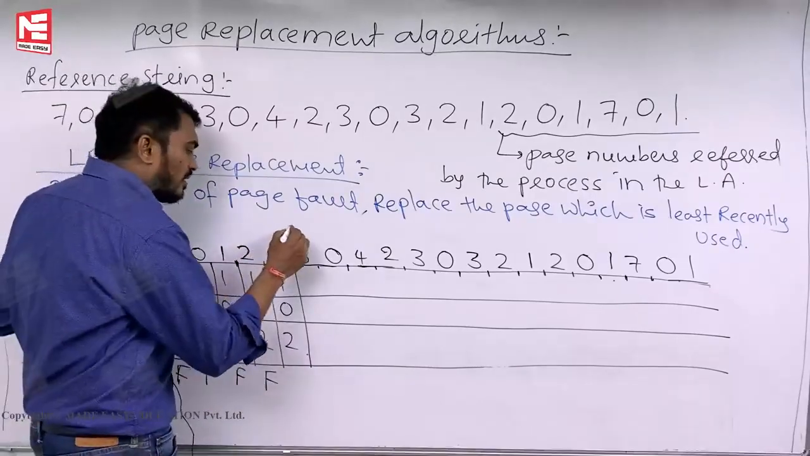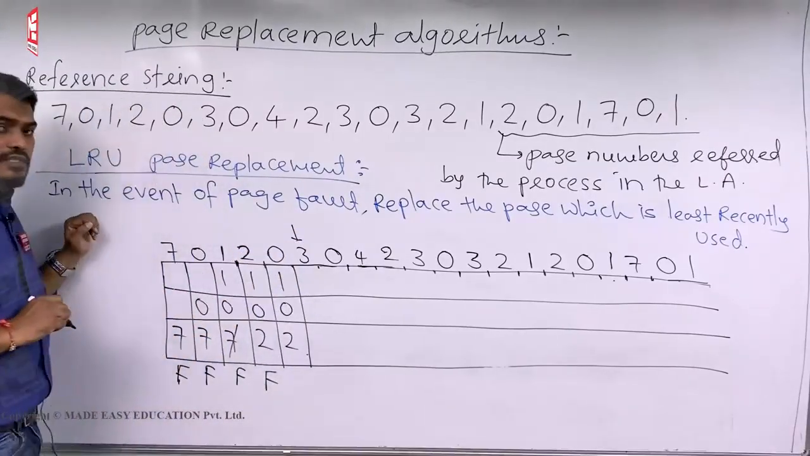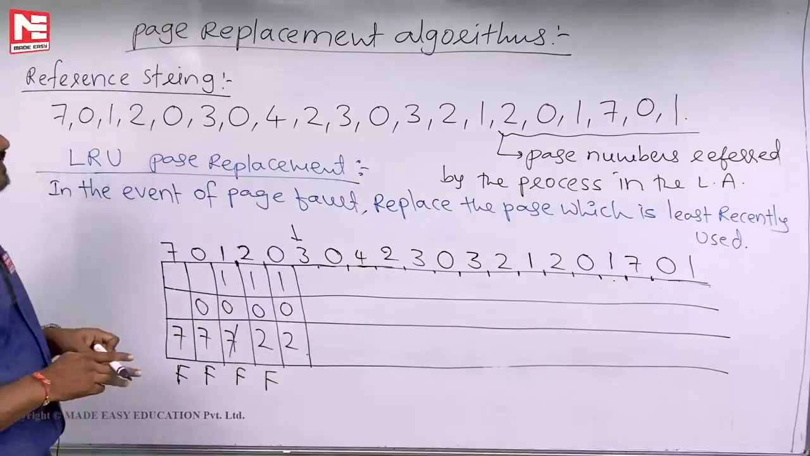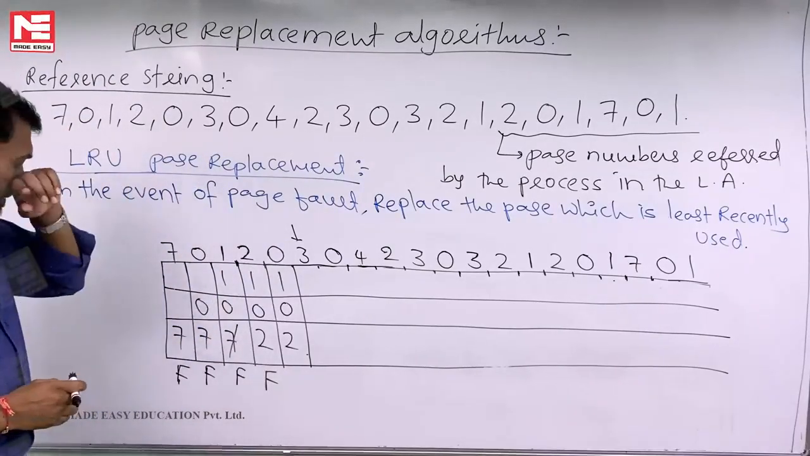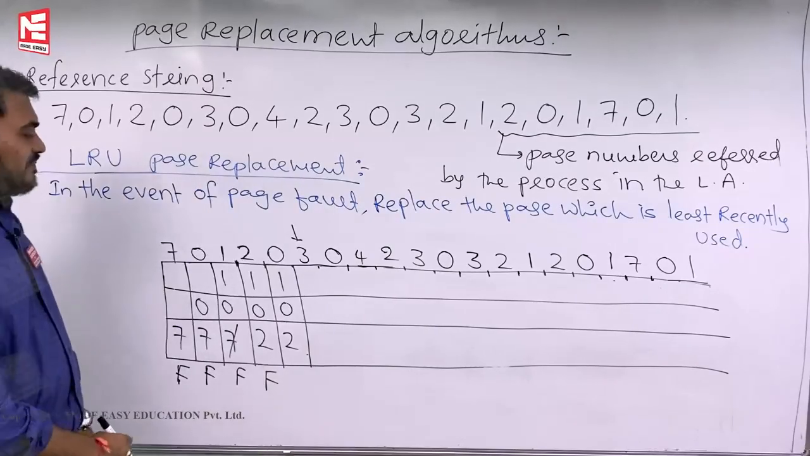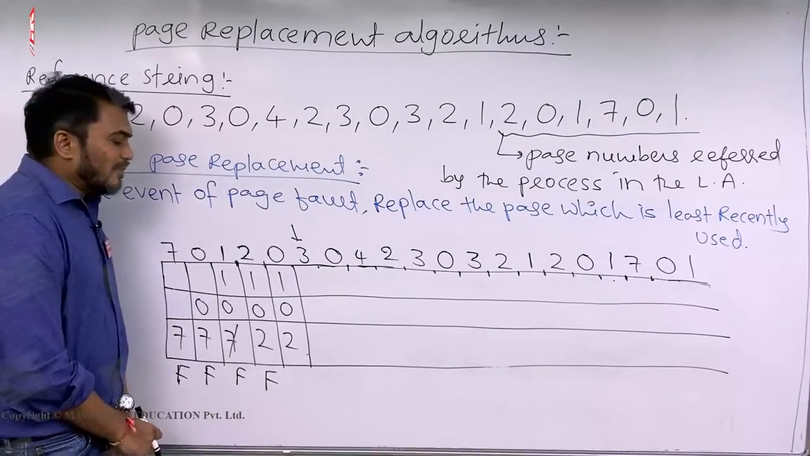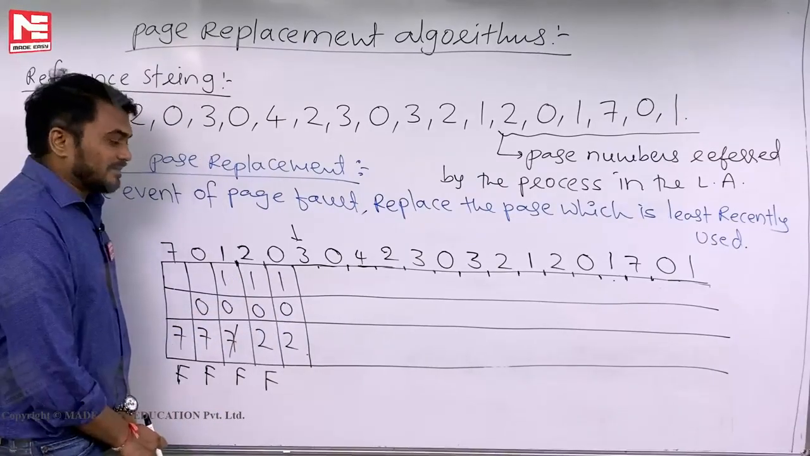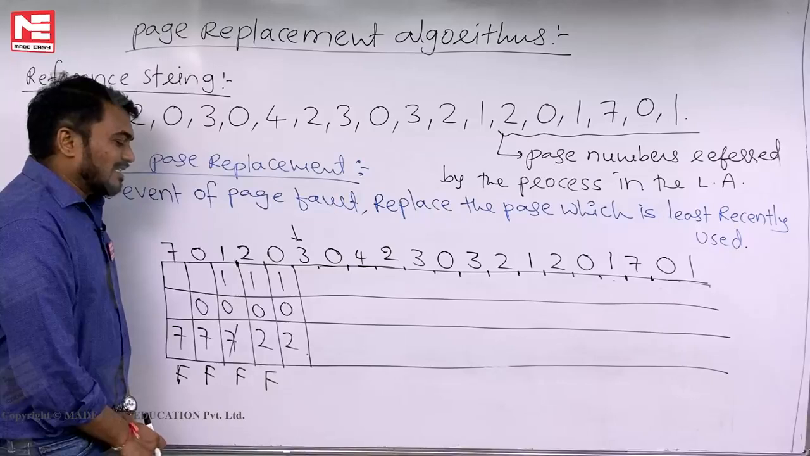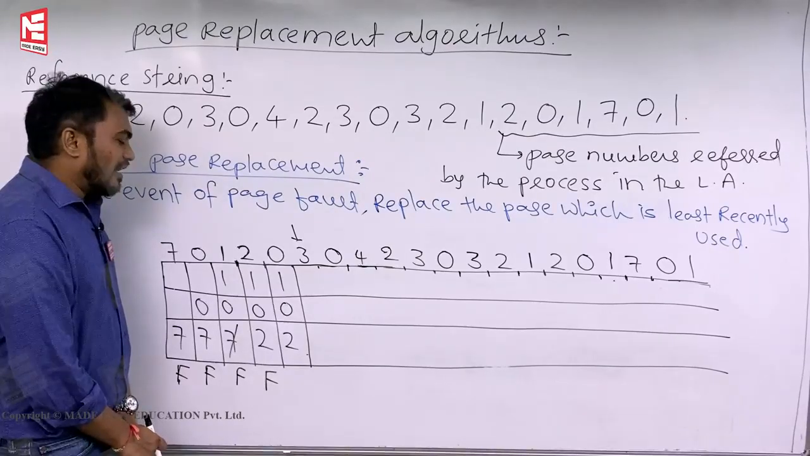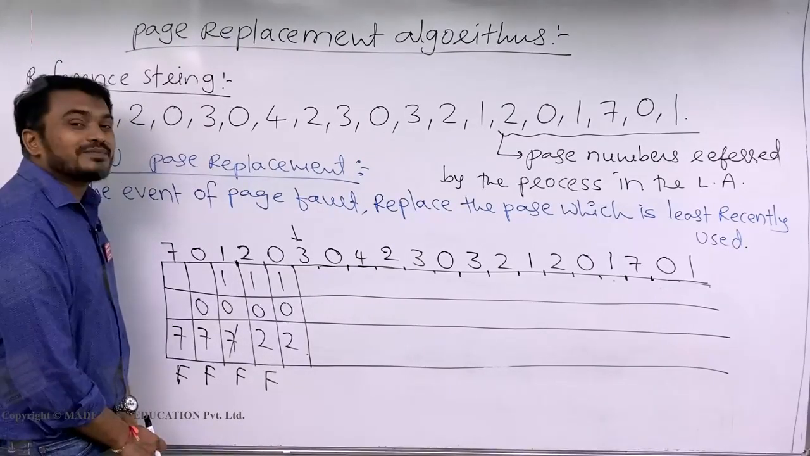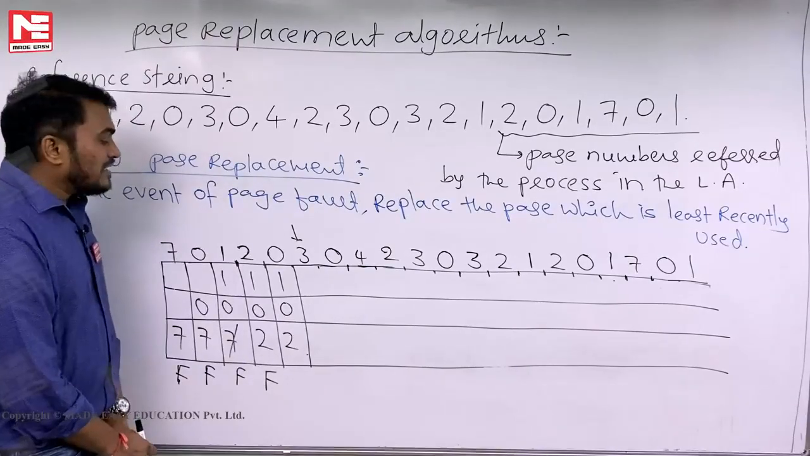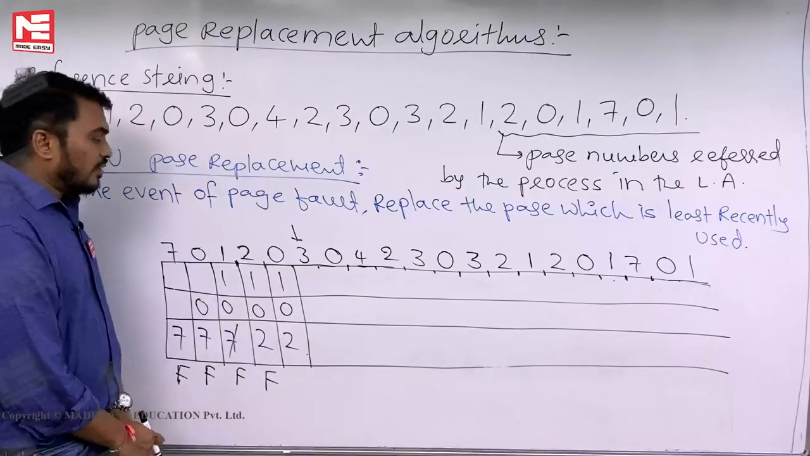Now tell me, it is a bit tricky, listen here, don't get confused. Next is 3. Now tell me, 3 is not available. Which one do you replace? Think and tell me, in 1 0 2, which is the least recently used? 0 or 1 or 2? Tell me. Different people are giving different answers. So what is the right answer? Okay, 1. Listen here.